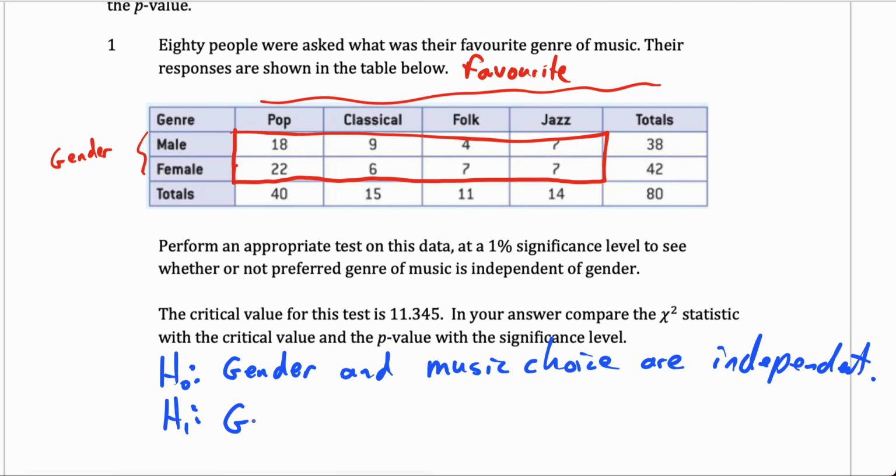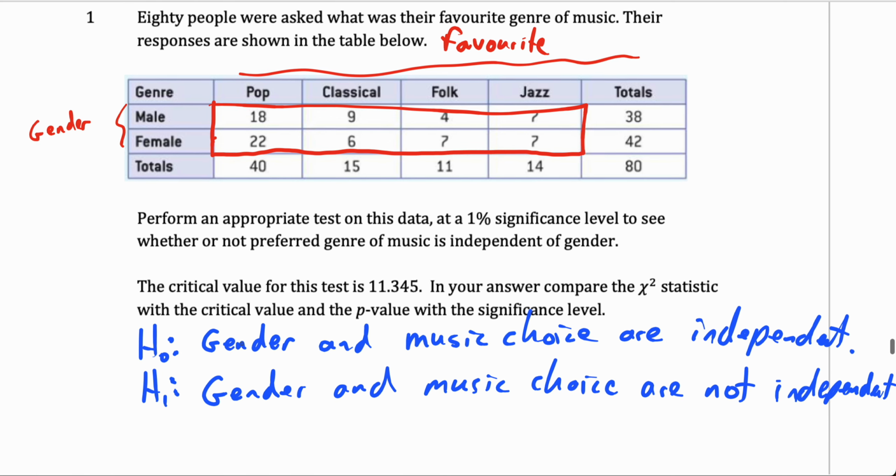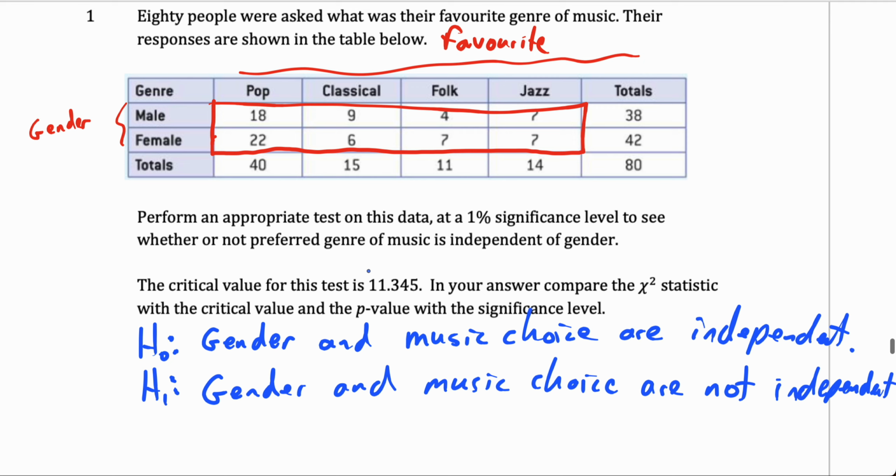And the alternative hypothesis is just gender and music choice are not independent. Another way to say that might be dependent, but this is usually the wording. So it's either this case or this case. And now it's just a matter of typing it into our calculator.